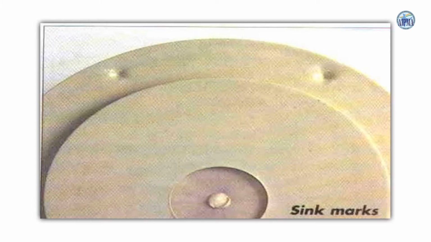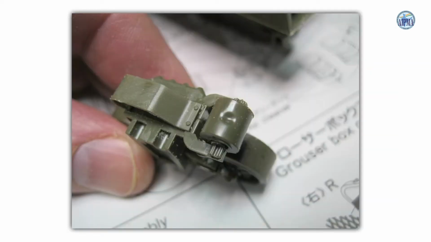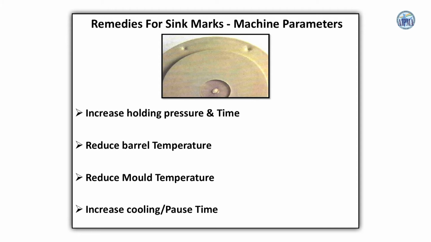Sink marks. Sink marks are depressions on the molded part in areas of material accumulations. Sink tends to occur mainly on the thickest sections or where there is change in wall thickness. Remedies, machine parameters. Increase holding pressure and time. Reduce barrel temperature. Reduce mold temperature. Increase cooling or pause time.